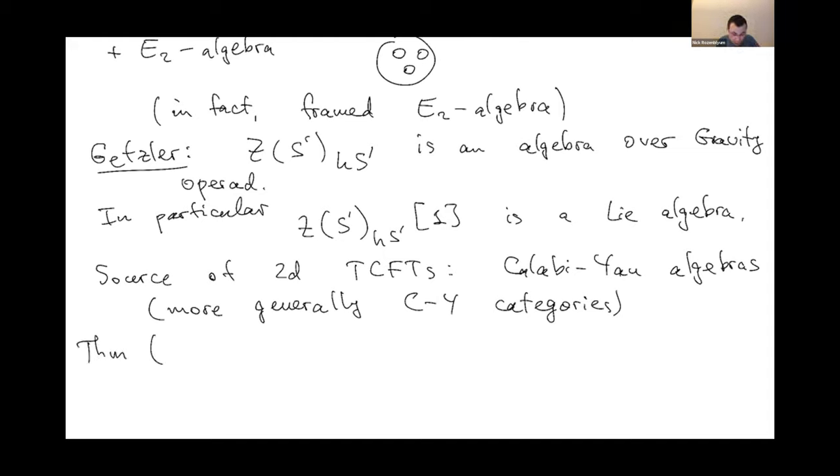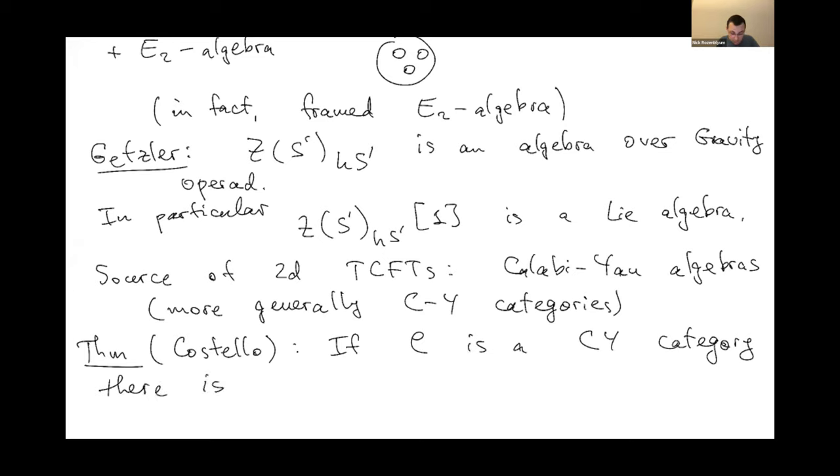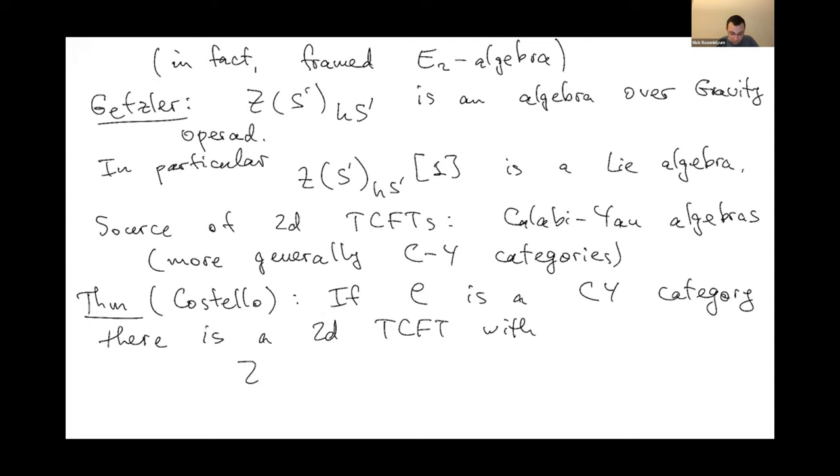So the theorem here, due to Kevin Costello, is that if C is a Calabi-Yau category, there is a 2D TCFT with the value on the circle, let's call it Z sub C, the Hochschild chains on the category.